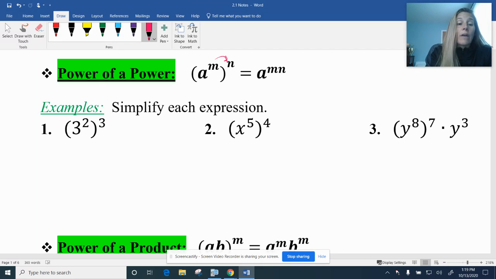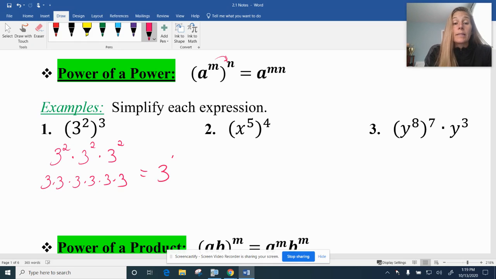So for example, if I have 3 to the second, and then I'm raising that term to the third power, that means I really have 3 to the second times 3 to the second times 3 to the second. And of course, each of these 3 to the second powers is really a 3 times 3. So that in turn then gives us 3 raised or multiplied by itself 6 times, or 3 to the 6th. Now, if we had just multiplied those two exponents, the 2 and the 3, we would have been able to get 3 to the 6th, doing it that way as well.